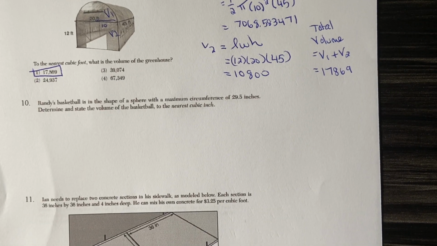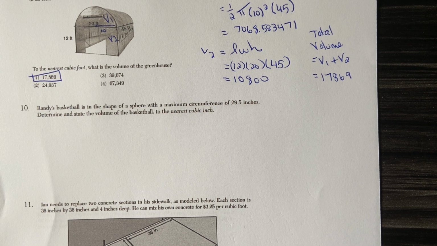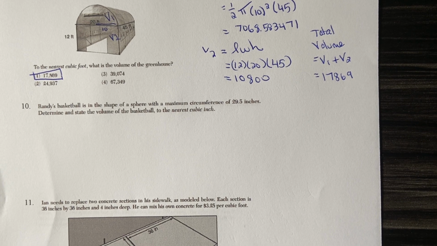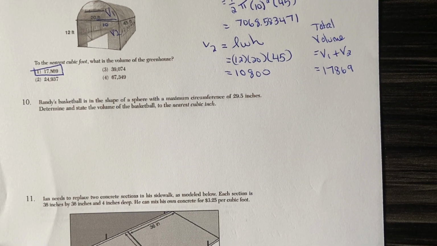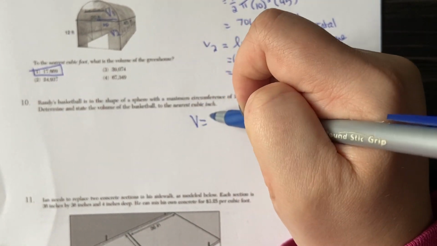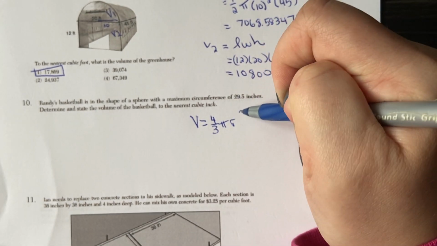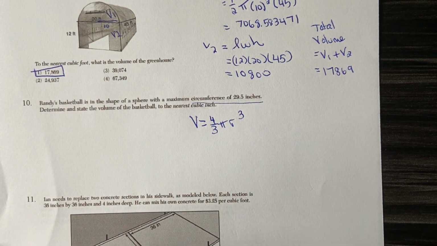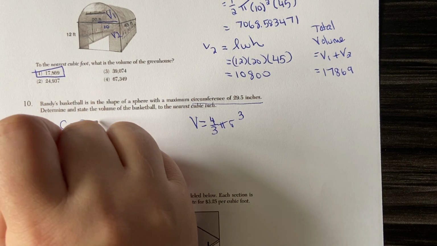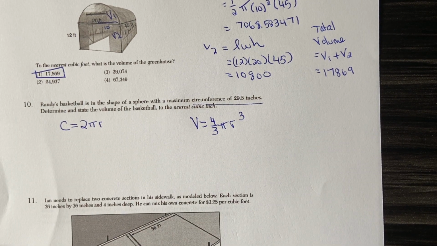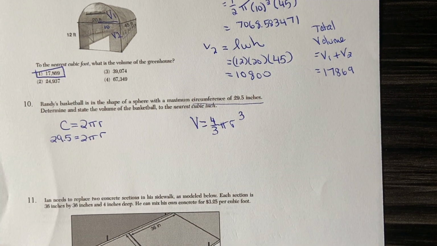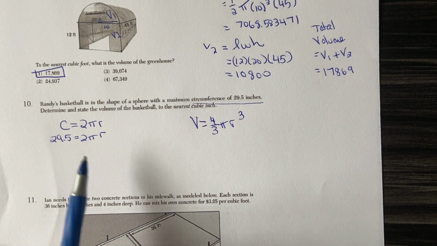Okay, number 10. It says Randy's basketball is in the shape of a sphere with a maximum circumference of 29.5 inches. Determine and state the volume of the basketball to the nearest cubic inch. If you start finding the volume of a sphere, the only thing that goes into that formula is the radius. So we're going to use the circumference they gave us to find the radius. The circumference formula is 2 pi r. They gave you that circumference as 29.5, so that goes in for C. Then your goal is to solve this for r.